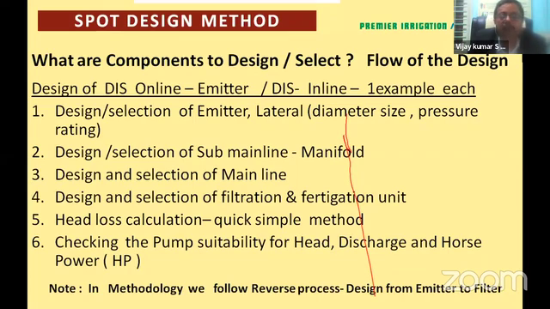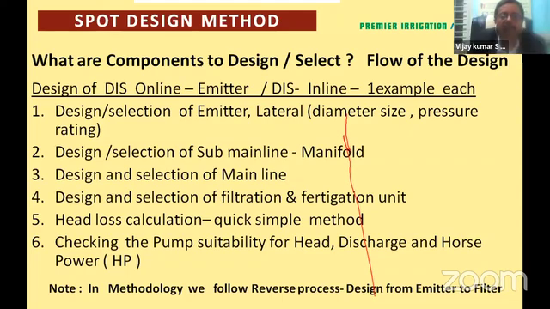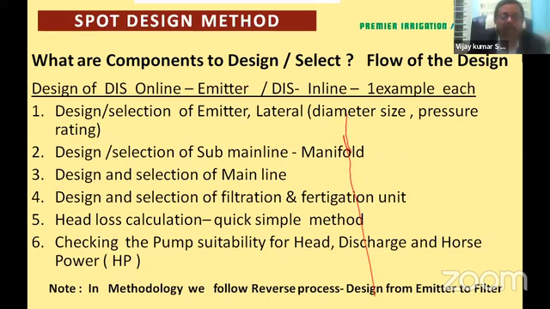So what are we going to do? What are the components that we need to design or select? We are going to look at one example each of an online irrigation system and an inline irrigation system. The first step will be to select the system, whether it has to be online or inline, wherein we'll look at how to select the diameter and what the pressure rating should be. The second step will involve the design or selection of the sub-main line, which is also called a manifold. The third step will be the selection of the main line. And the fourth step will be selection of the right kind of filter depending on the water source, and what kind of fertigation unit it has to be.